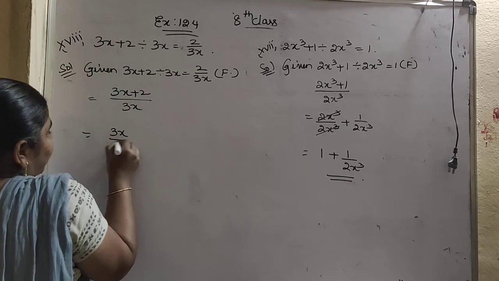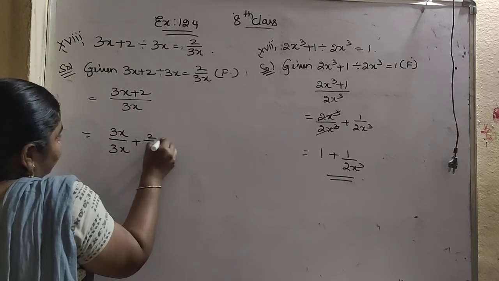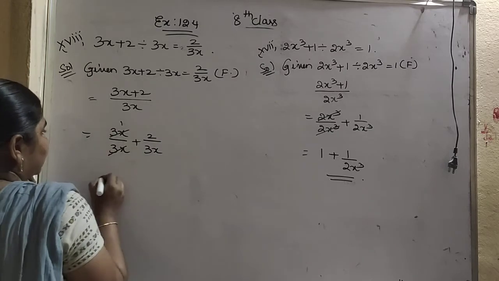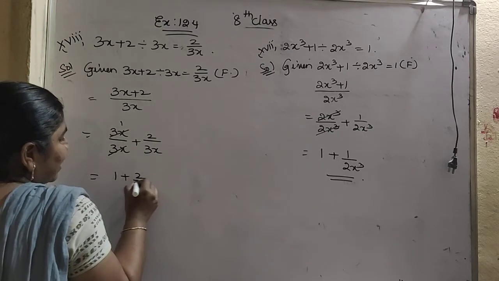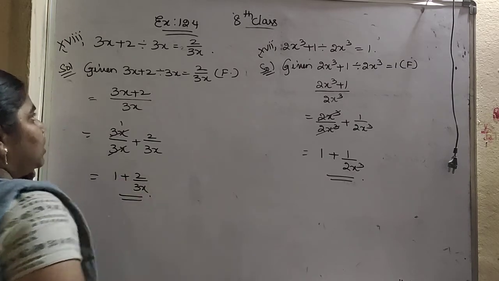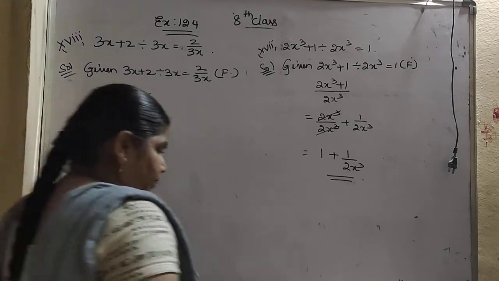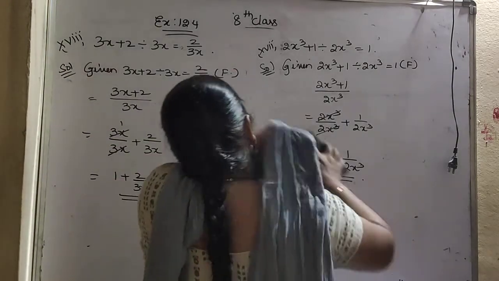So 3x by 3x plus 2 by 3x. The 3x terms get cancelled. So 1 plus 2 by 3x is our result without error. So this is our 18th question. Next is the 19th one.